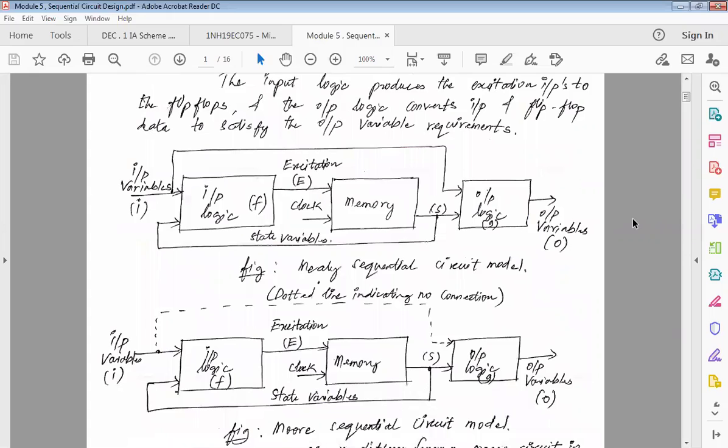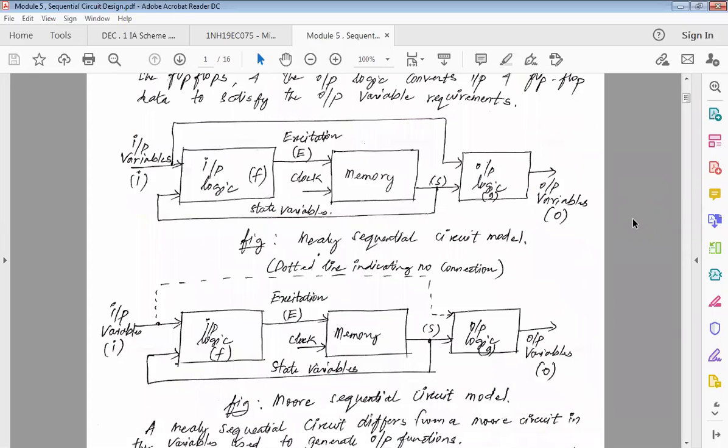Do you all remember this diagram? Yes. Can I have some responses? Do you all remember this diagram? Yes, sir.